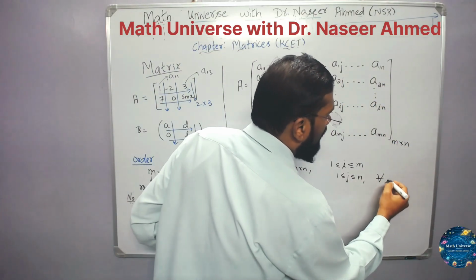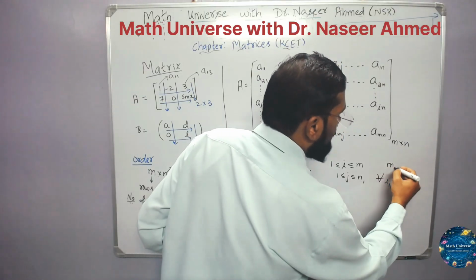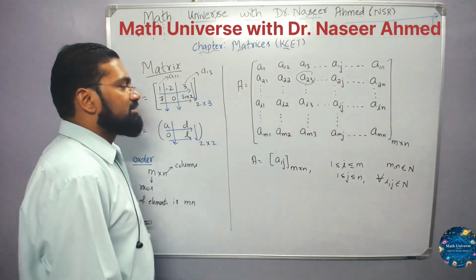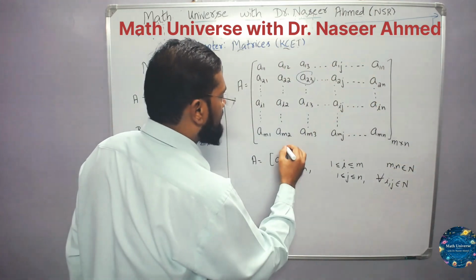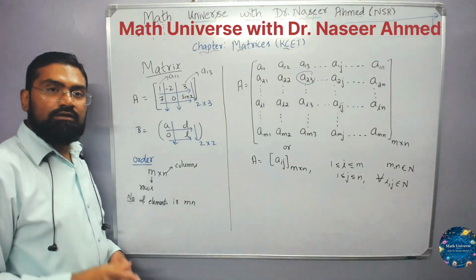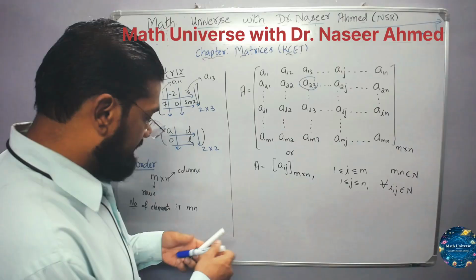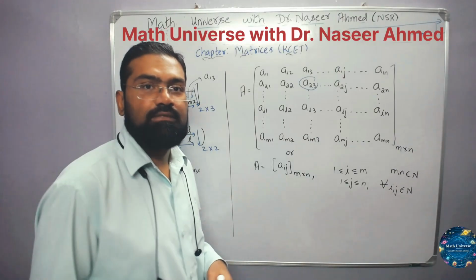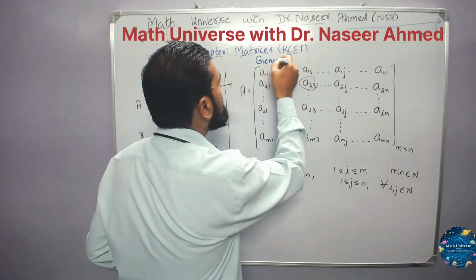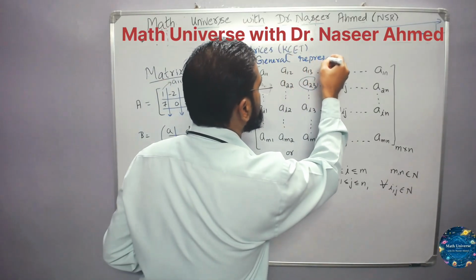This is going to happen for all i, j belonging to natural numbers. m and n are also natural numbers. Okay, I hope this is clear. So in place of such a big matrix, we have a small matrix. This is about the representation. Now let us take the types of matrices. Kindly make a note. And this is the general representation of a matrix.